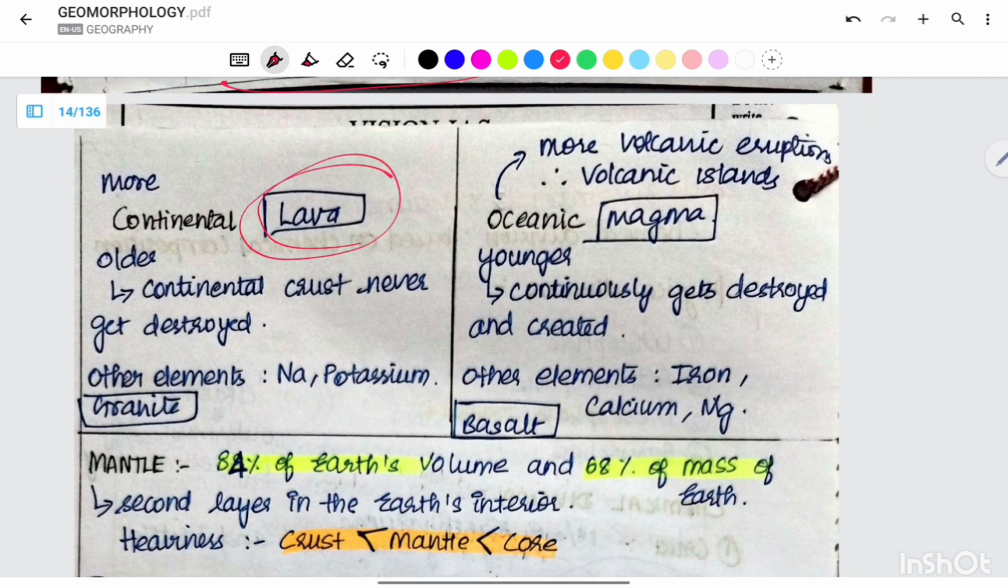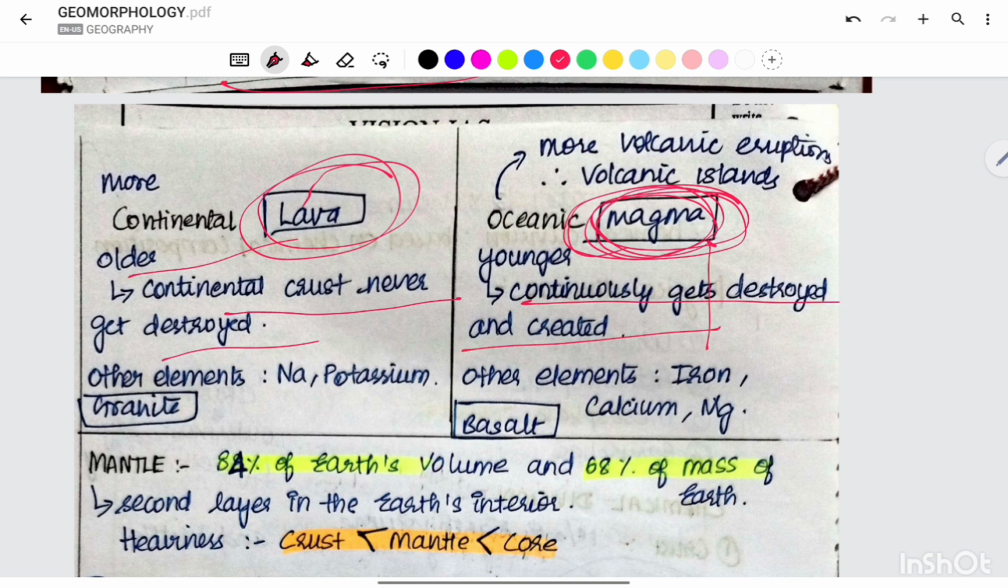The continental crust is made up more of lava, and the oceanic crust is magma. The continental crust is older. The continental crust never gets destroyed, but the oceanic crust is younger because it is continuously destroyed and created. Other elements are sodium and potassium. Granite is from continental crust, and basalt is from the oceanic crust.